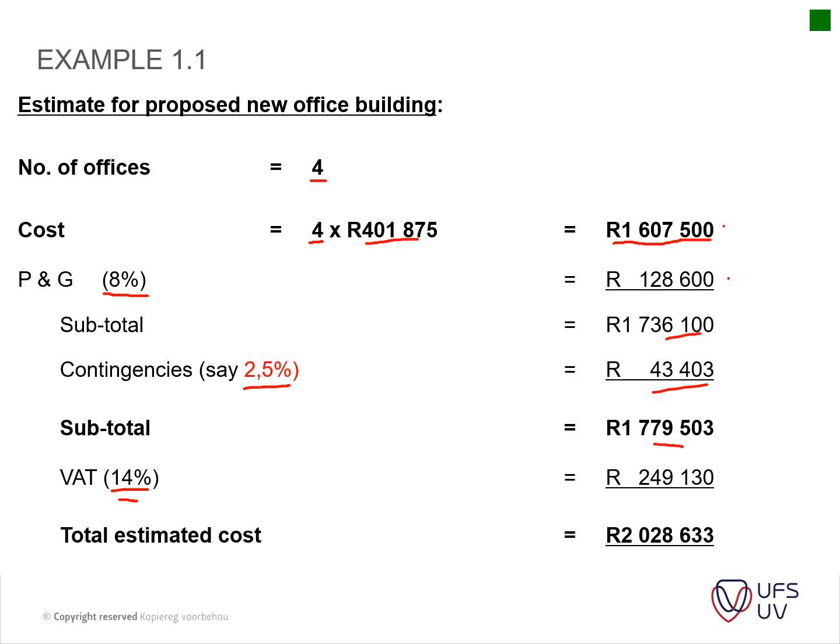Just note your contingencies is an item that's always added when you do an estimate, because you're not 100% sure of what the cost would be. So you always add a bit of contingency just to allow for the unforeseen. Okay. And the only place where you won't have a contingency is when you get to your final account.